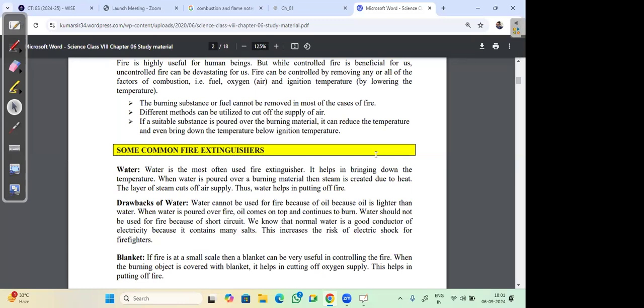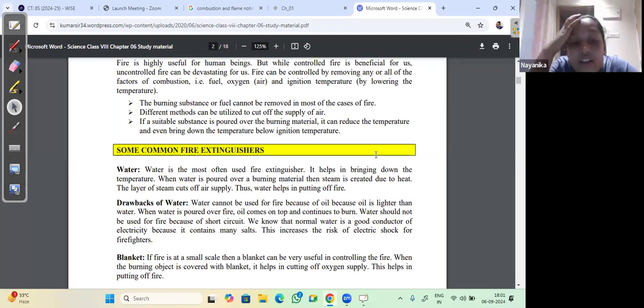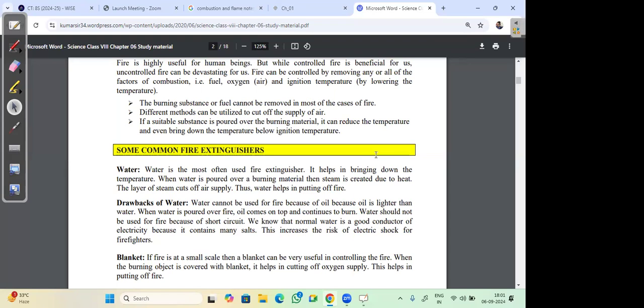So why do we use water? Can anyone think of why in most cases we use water only? It's abundantly found, easily available. It's cheap, and it's sustainable. So you can use water easily whenever fire catches.